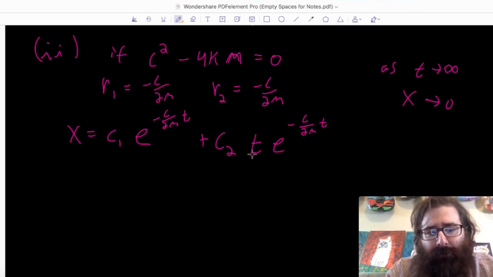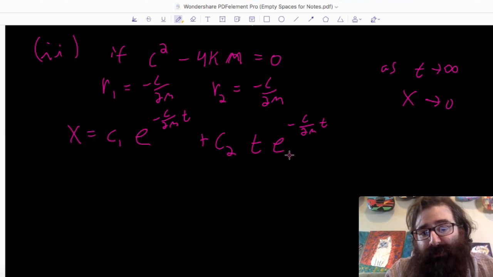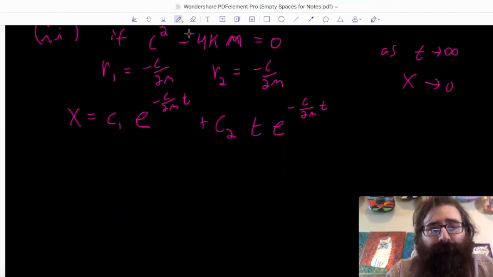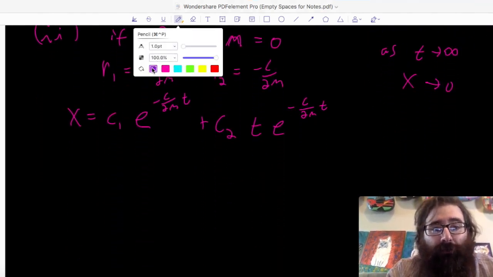But thinking about this, the first term definitely goes to 0, and thinking about the second term along with L'Hopital's rule, the exponential function will end up winning and dragging everything to 0. So this is going to head to 0 as well. In both of these cases, we're headed to 0. But let's talk about the third possibility.